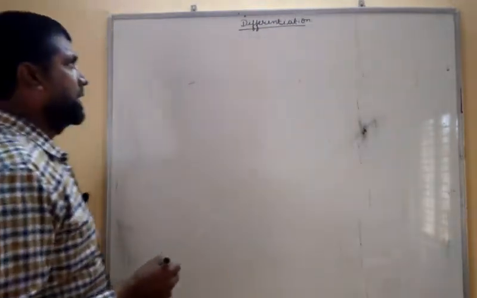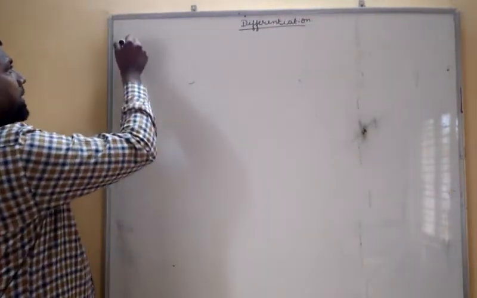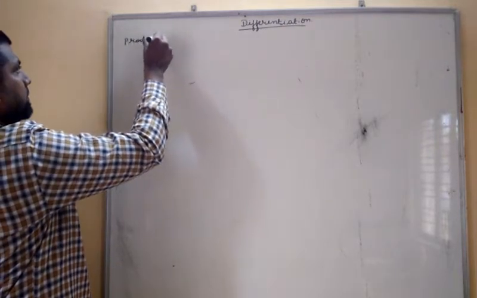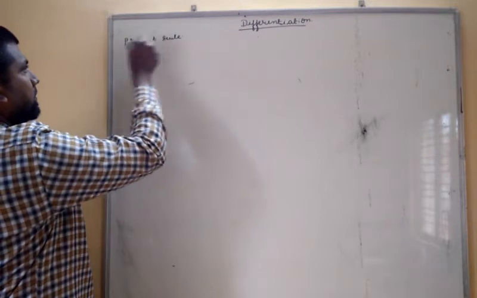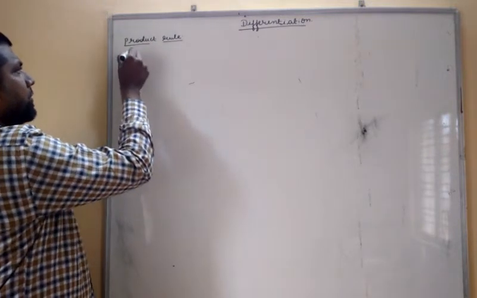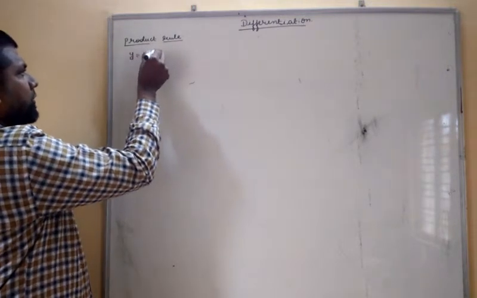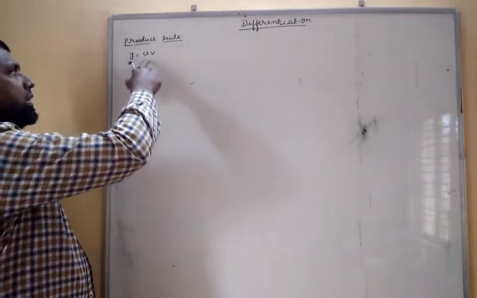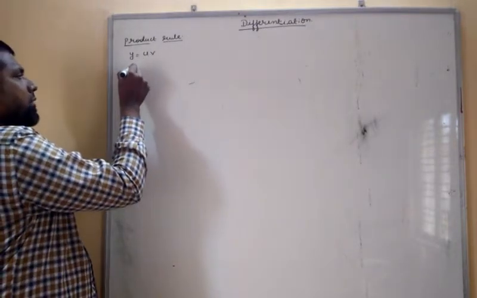In the previous class, we discussed the differentiation sum and difference rule. So in this class, let us discuss the product rule. Product rule means y is equal to u into v. Two functions are there, and in between the two functions there is no sign, then it is called the product rule. So let us write the formula here.